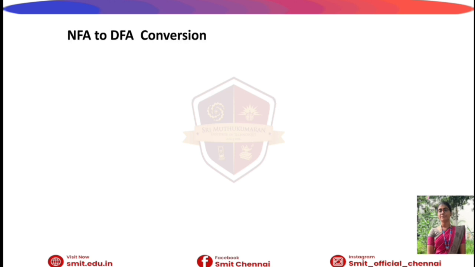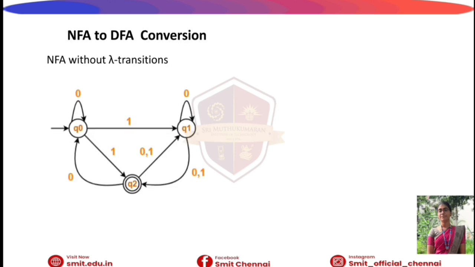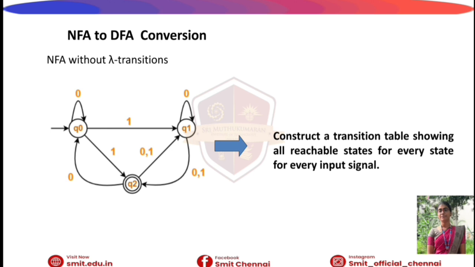NFA to DFA conversion. For a given NFA, we have to find a DFA. So for the given NFA, we will first write the transition table. We will construct a transition table showing all reachable states for every state for every input signal.